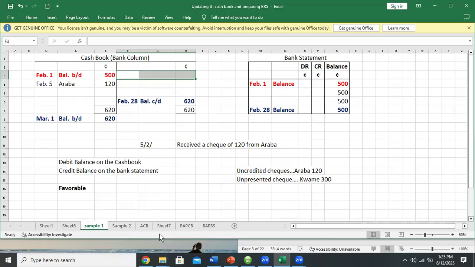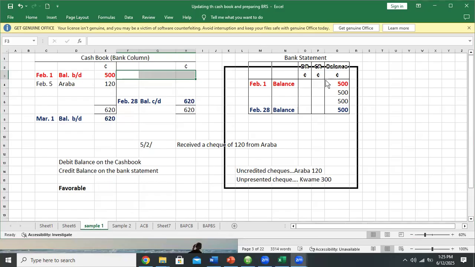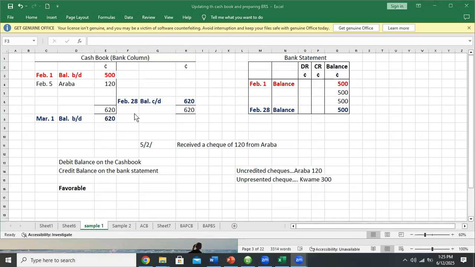And that's why I want my professors to explore their thinking capacities. You have a balance on your bank statement, which is how much? 500. And you have a balance on your cash book, which is 620, simply because you have received a check from Araba, but the bank has not credited that to your account. So you have 500 against what? 620. Now my question is, how would you get these two balances to be equal? And I need my professors to share their thoughts.